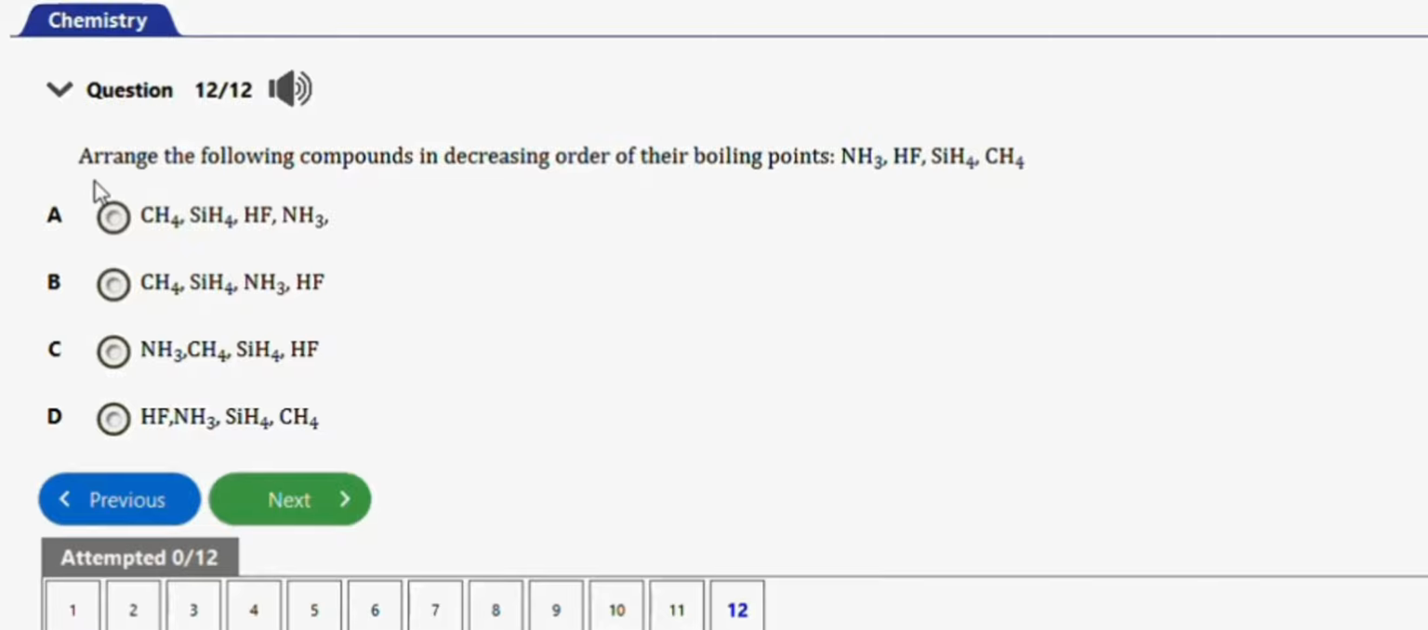It says arrange the following compounds in decreasing order of their boiling point. We have ammonia, hydrogen fluoride, we have this and this. So the right answer to this question will be this option D. Alright, so decreasing, hydrogen fluoride has the highest boiling point here, followed by ammonia, this one and this one.